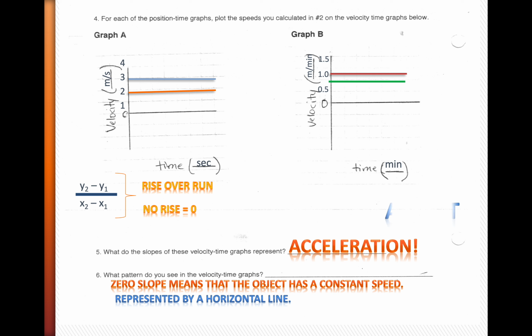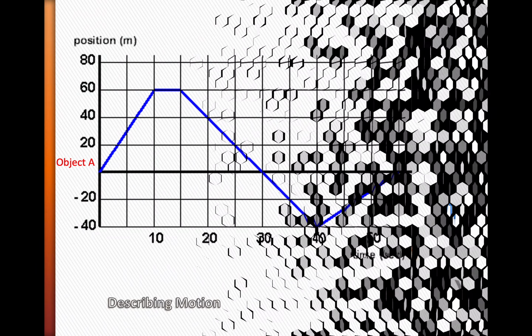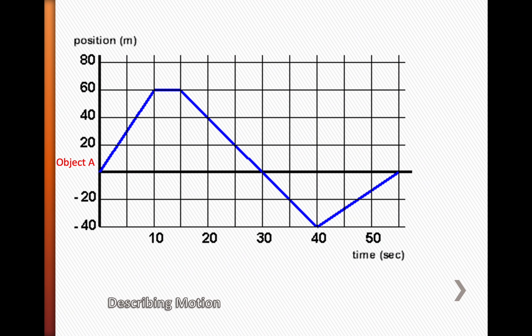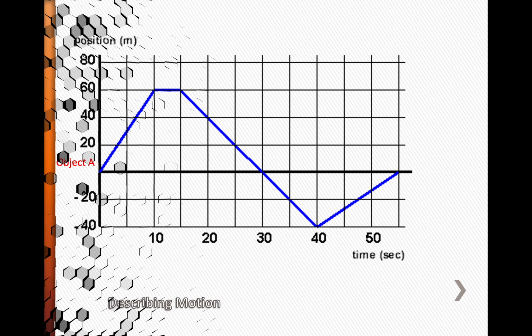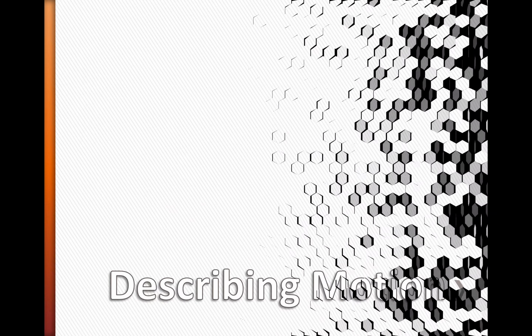So again, we're going back to that, no rise, something like that. Acceleration is a change in velocity divided by a change in time. So if we look at this position time graph, we've got object A here. Oops, I want to actually go back to that, so let me escape that for a second.